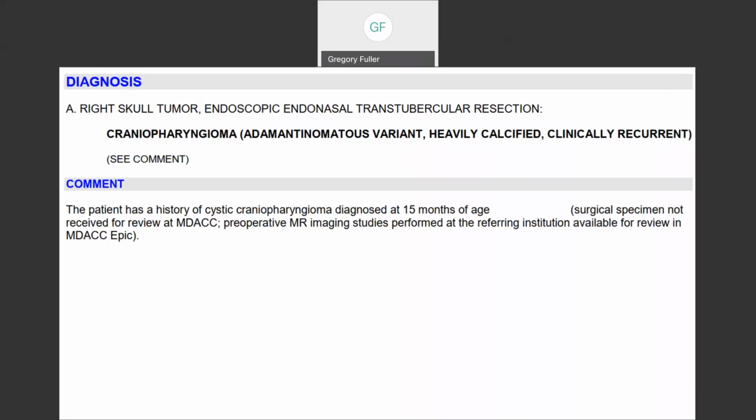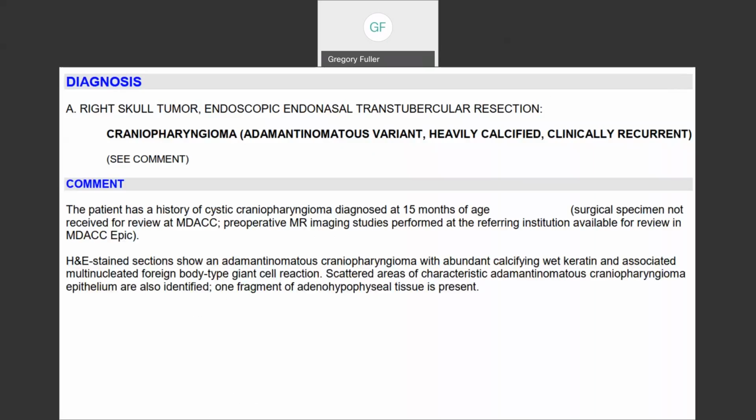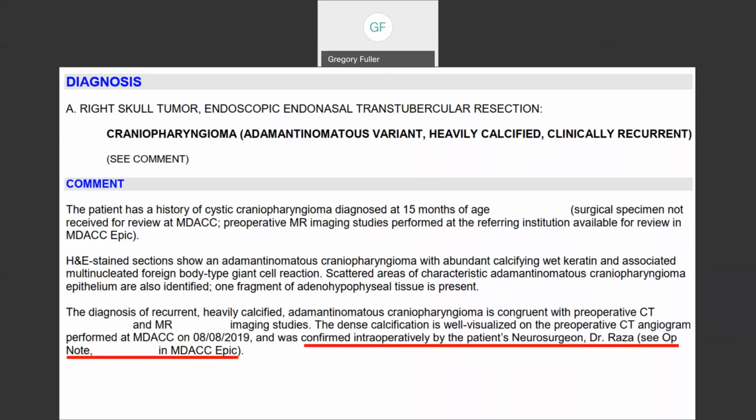And they were reviewed, the images. That's how I'm able to show them to you. H&E shows adamantinous craniopharyngioma with calcification. One fragment of adenohypophyseal tissue is present. I think it is important to document everything that you see in the slide that could be of significance. That's why that's there.